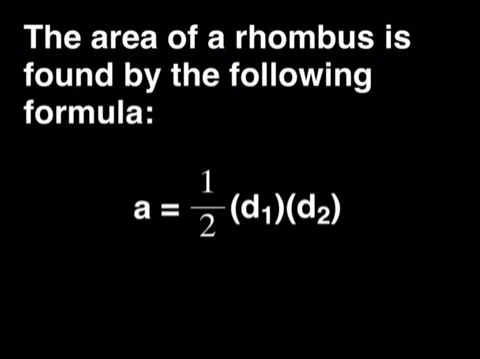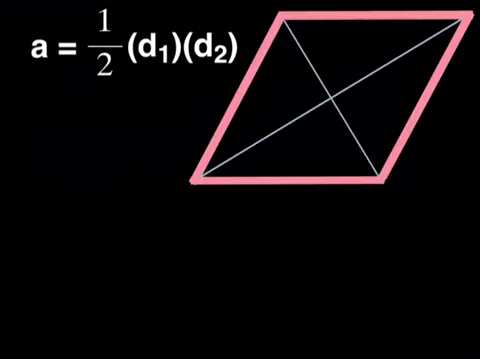Okay, so the area of a rhombus is found by the following formula. The area equals 1/2 times diagonal 1 times diagonal 2. All right, so what are the diagonals of a rhombus? Let's take a look. Usually the formulas have had to do with base or height or something like that, so this is kind of a different one.